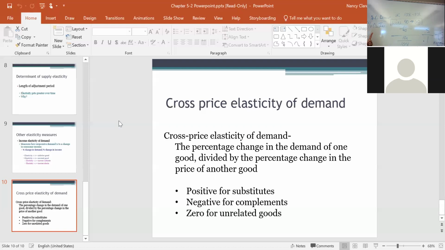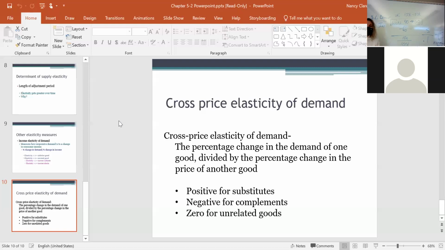And then if we got negatives, they would be complements. So complements, that's the hot dog bun example. So remember their quantity demanded moves in the same direction. Even if the price changes for only one of them, so your hot dogs go up in price, right? The quantity demanded for both is going to go down. That is an inverse relationship, right? Price of one goes up, quantity demanded for both goes down. You're going to end up with a negative. And so you're going to be able to confirm that those two goods are complements.